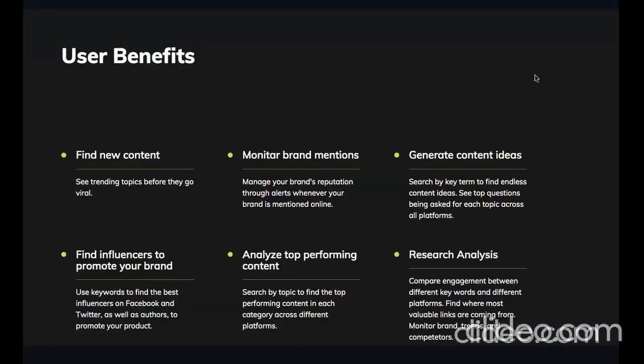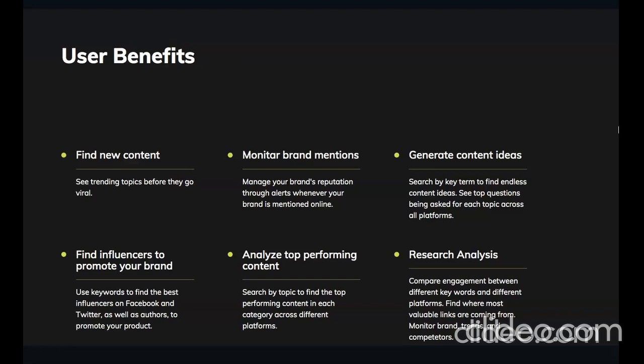So some user benefits. BuzzSumo allows marketers to find new content by seeing trending topics before they go viral. They can find influencers to promote their brand by using keywords and filter by what platform they would like their influencer to be on, like Facebook or Twitter, as well as authors. They can monitor brand mentions, and this helps manage a brand's reputation through alerts whenever your brand is mentioned online. You can also analyze top performing content by searching for the topic and seeing the top performing content across all different platforms and all different categories.